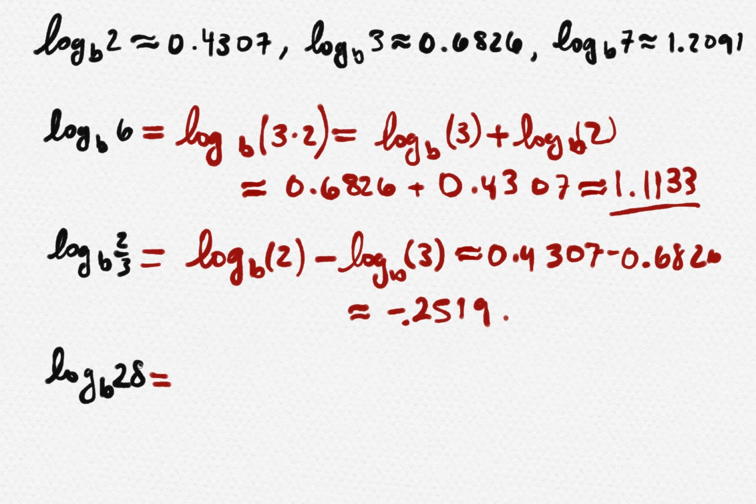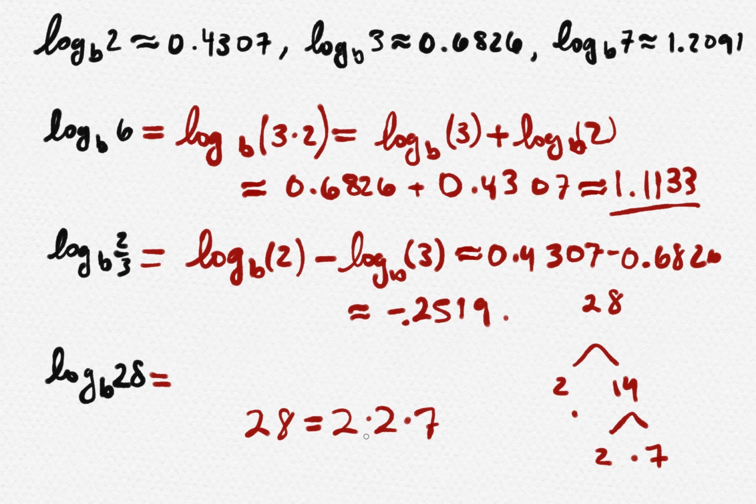So this one's a little bit harder to see. 6, it's easy to see that that's 3 times 2. How can we break down 28? Well, we can tell that 28 is even, so we can pull out a 2. And then 28 divided by 2 is 14. And then 14 is also even, so we can pull out a 2 again. 14 divided by 2 is 7. And 7 is prime, so that's as far as we can go. We've shown that 28 is 2 times 2 times 7. And that's how we can break apart that 28 right there.